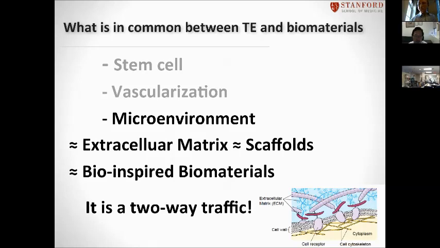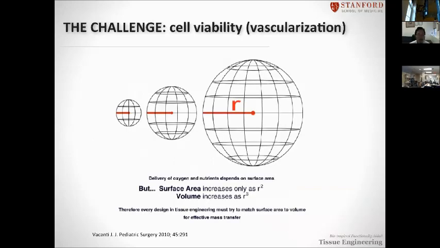First of all, we load the cell into the porous structure, and the cells receive signal from the porous structure. And the cell will also lay out its own extracellular matrix, produce all kinds of proteins and cytokines, and also modify the surrounding environment. So that's a two-way traffic. The ultimate challenge, I said, is cell viability.